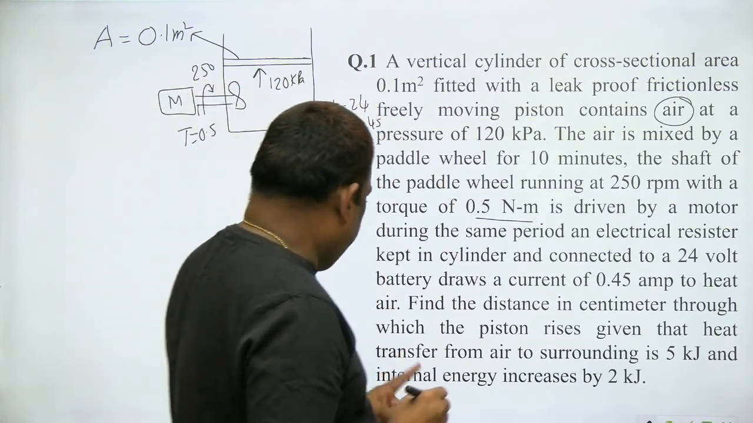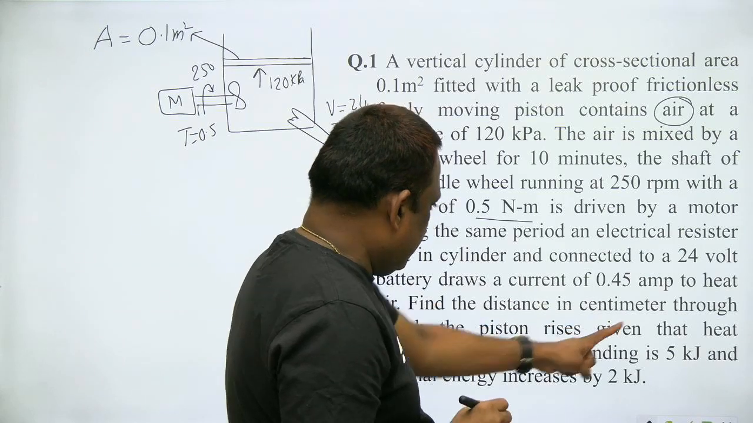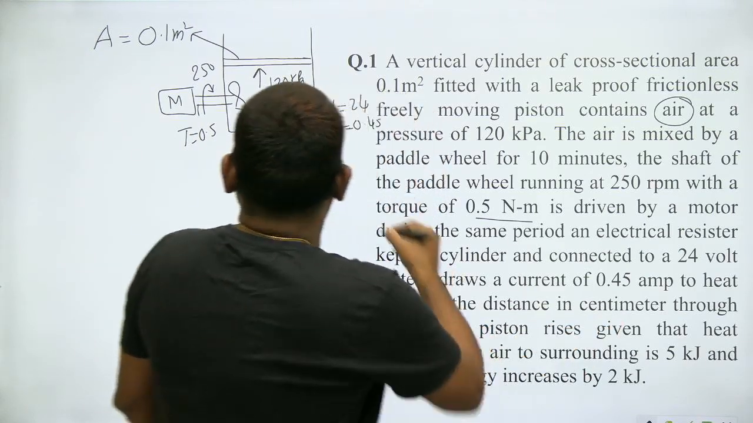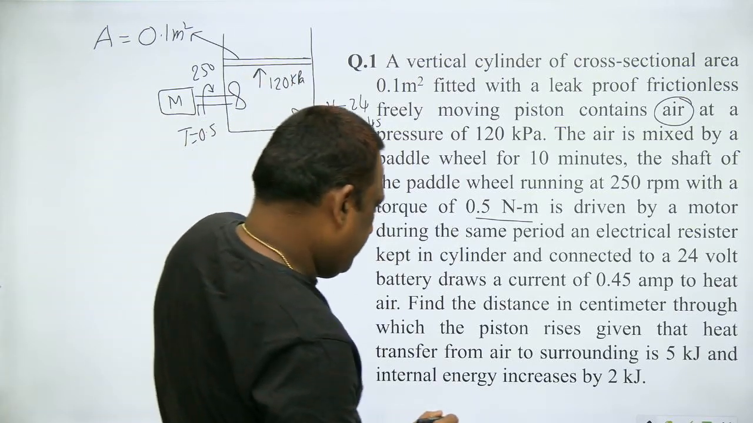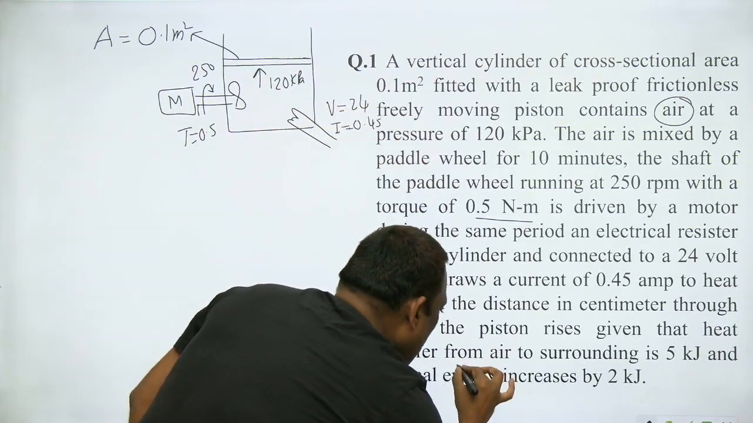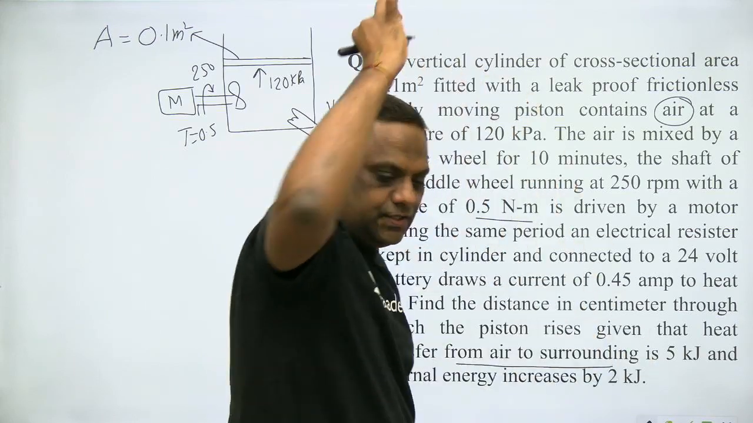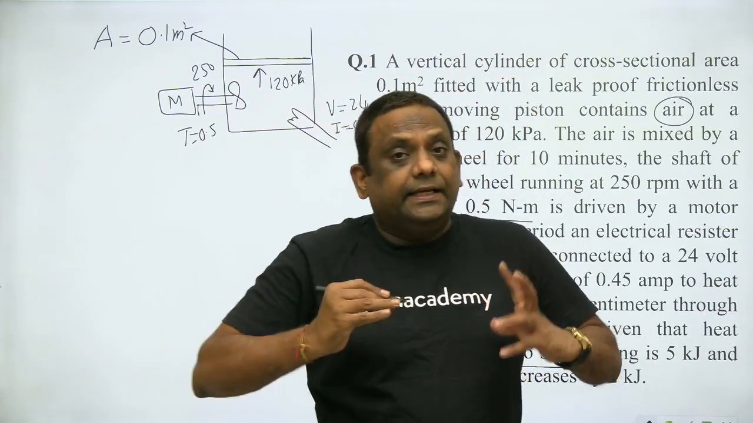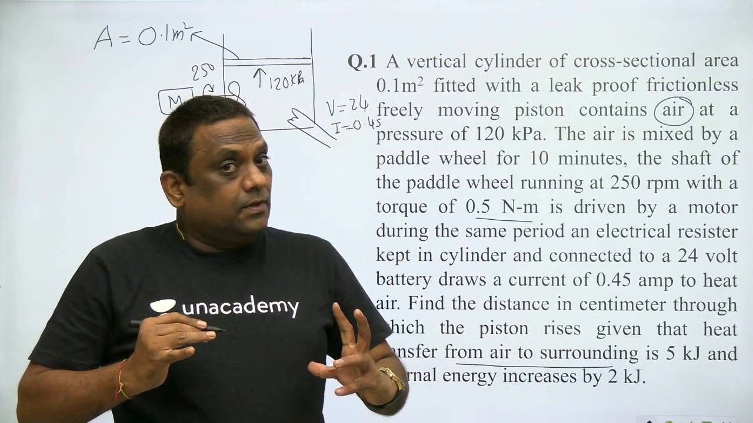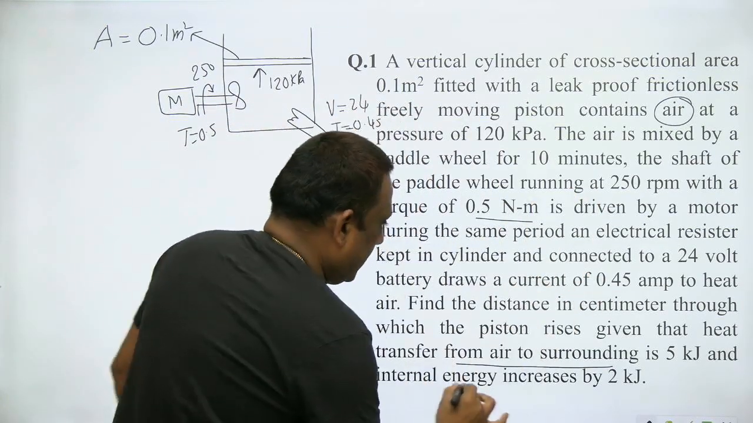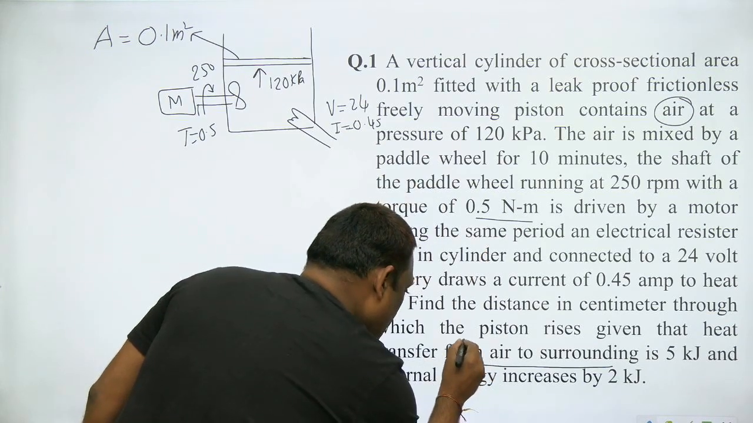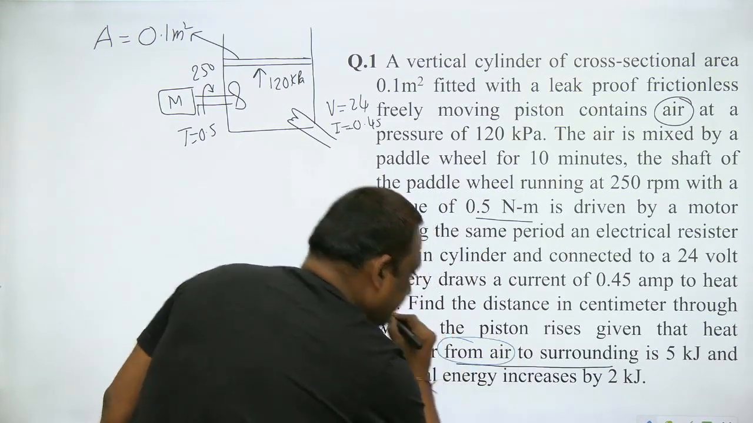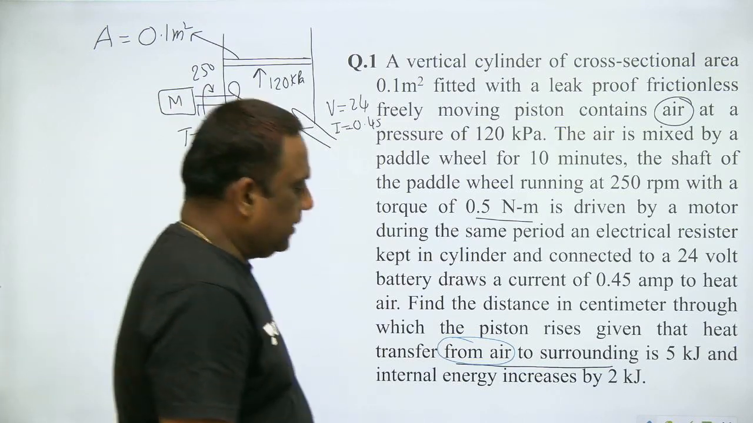Now the question is, find the distance in centimeter through which the piston rises. This piston rises. Find the distance. Now, given that heat is transferred from air to surroundings, be careful. The heat is not transferred to air. Observe here, my dear students, it is transferred from air.